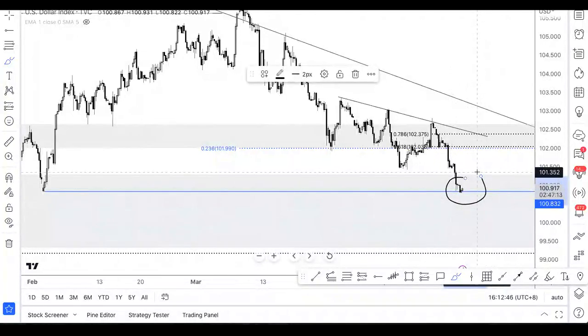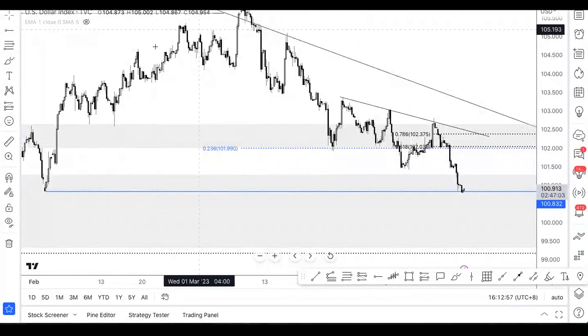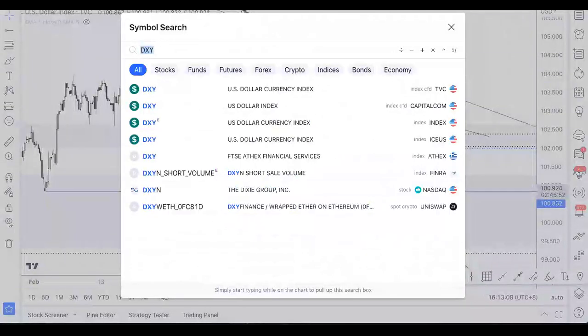Okay, so this is the picture on dollar index. Let's take a look at another setup. If you guys have any chat requests as well, do put them in the chat. Another setup that we have would be on Kiwi dollar.